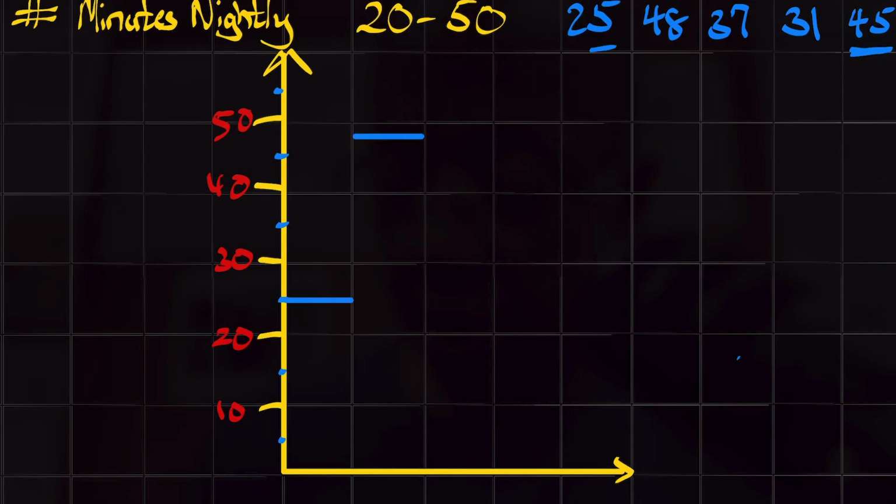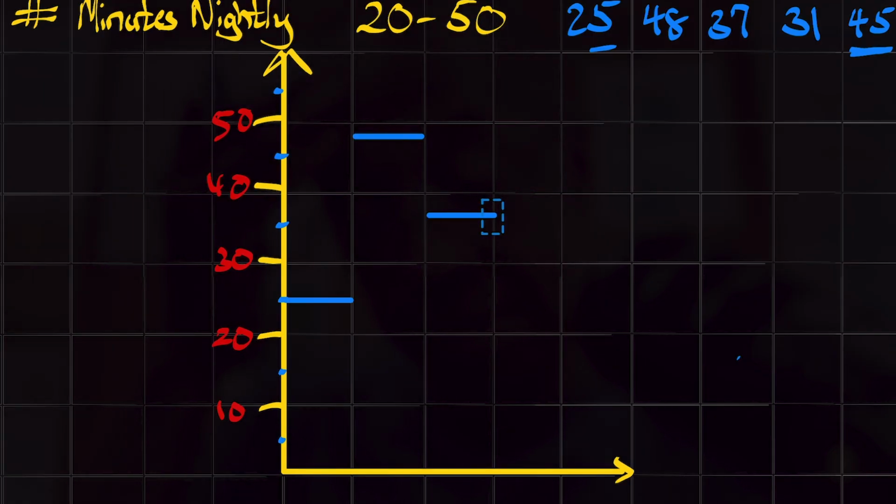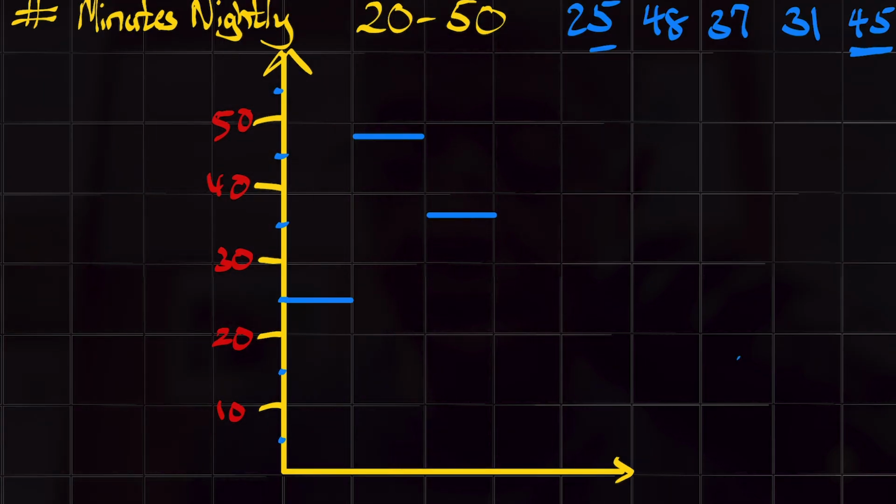48 is going to be almost to the 50, right here. 37 is going to be almost to the 40. In fact, I'm going to put 40 right there, and then I'm just going to gently move it down. If I have it halfway, that's 35. So I think 37 is right about there. Now I have 31. So that's going to be just above 30. I feel good about that. And then 45, which is exactly halfway between 40 and 50.